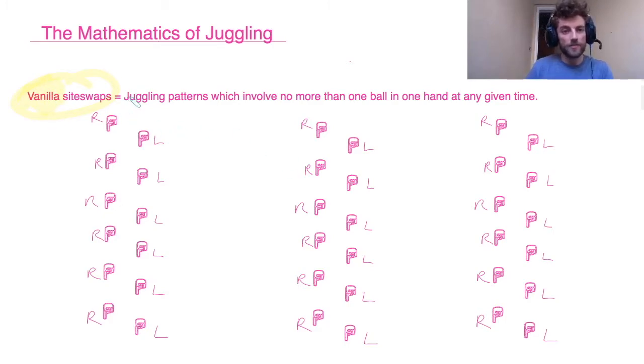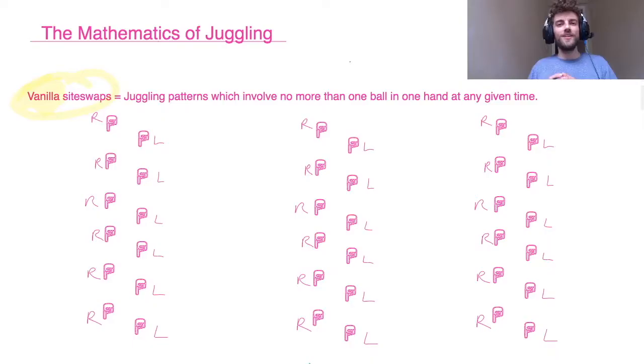and they are juggling patterns within which no more than one ball can land in one hand at any given time. Just to make that point a tiny little bit clearer with two balls, this would not be okay in a vanilla site swap, two balls in the same hand at the same time. This, absolutely fine. At no point were both balls in the same hand at the same time.